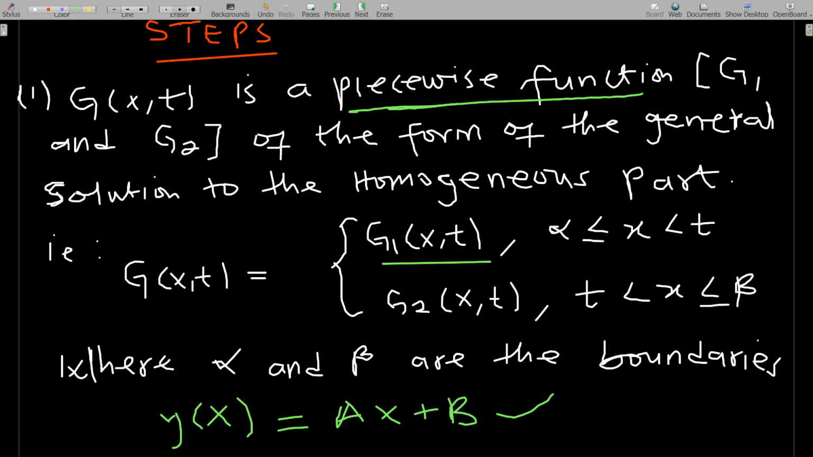So with the first step, after checking and seeing that the BVP has a trivial solution, you go ahead and start solving for your g of x,t, that's your Green's function. And the first step in that is that the Green's function should take the form of the general form of the solution of the homogeneous part. So you solve your homogeneous part and then you write your Green's function in that form. If it is an exponential function, you write it as an exponential function. If it is a trigonometric function, you do the same.